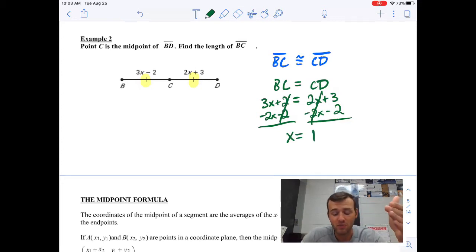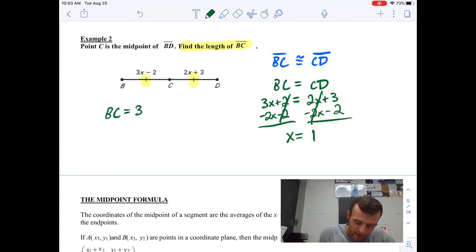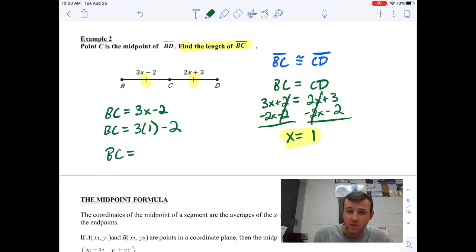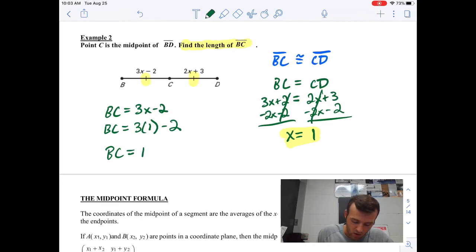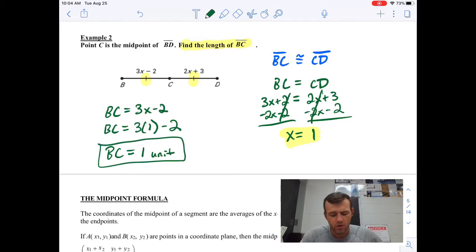That is not our final answer. We always refer back to the original instructions. It says find the length of BC. So I'm going to go back to segment BC, and BC was given to me as 3x minus 2. I now have over here that x is equal to 1, so I will substitute in what I know. So BC is equal to 3 times 1 minus 2. So the distance from B to C, the length of segment BC, if you will, is equal to 1 unit. And that would be our final answer. So there's a little bit of midpoint.